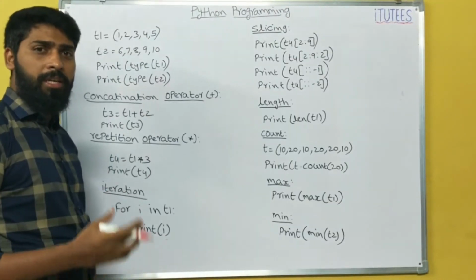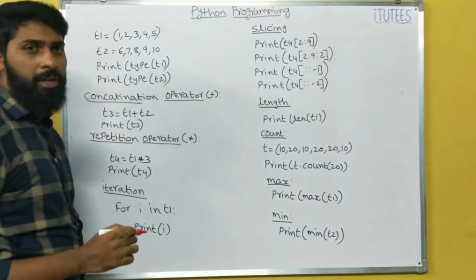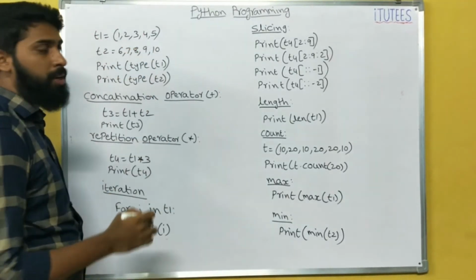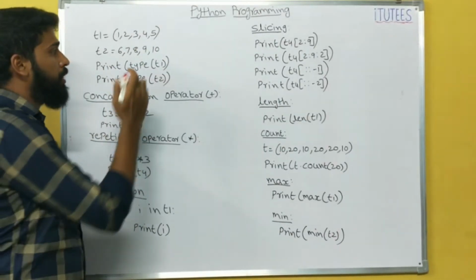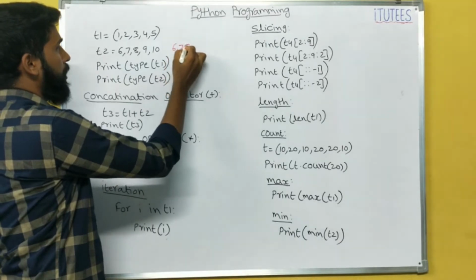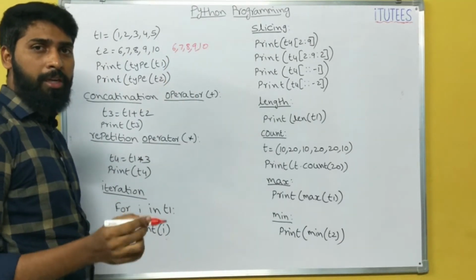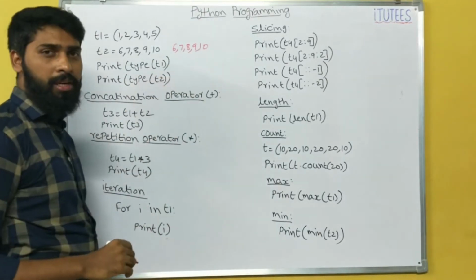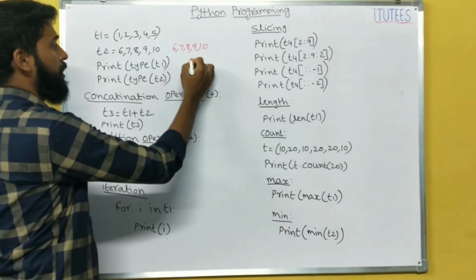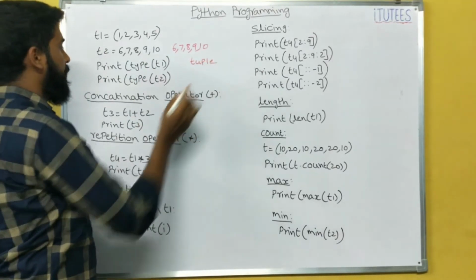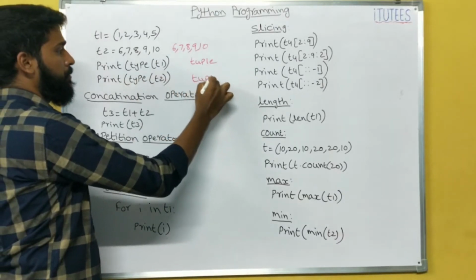Now we can see different operations on tuples. This is the tuple t1: 1, 2, 3, 4, 5. We can also define a tuple without brackets. If you define 6, 7, 8, 9, 10, the Python interpreter also treats this as a tuple. Print type of t1. What is the type of t1? It's a tuple. Print type of t2. This is also a tuple.